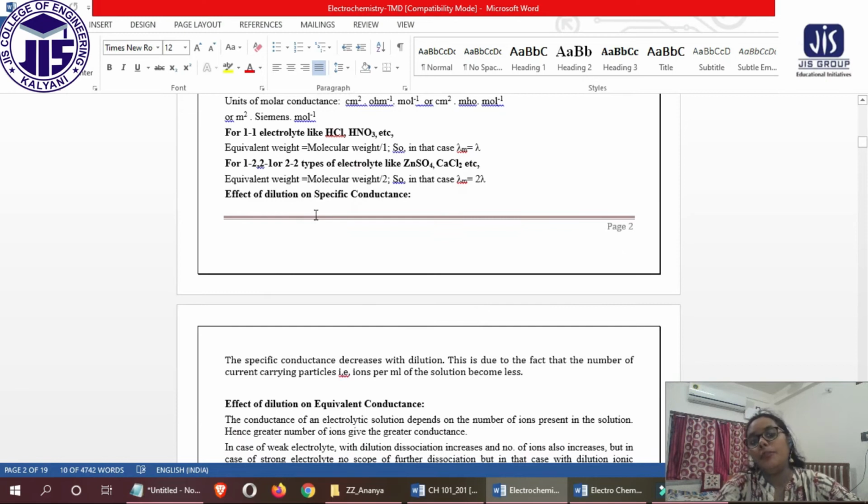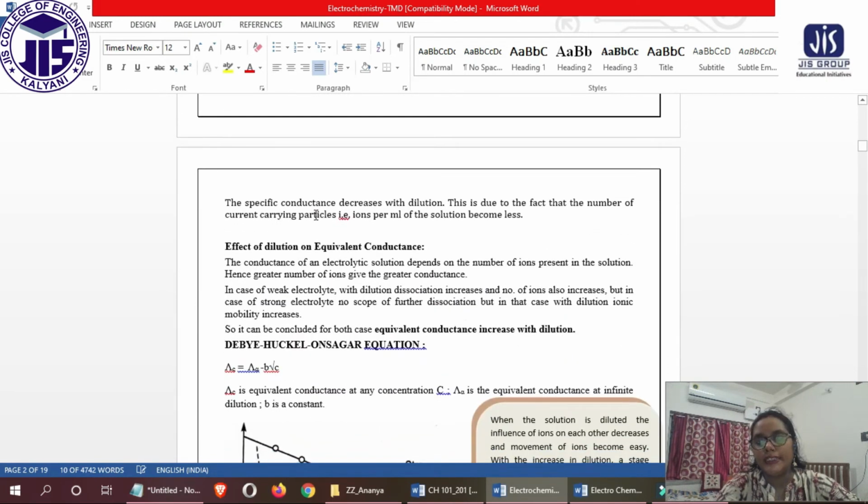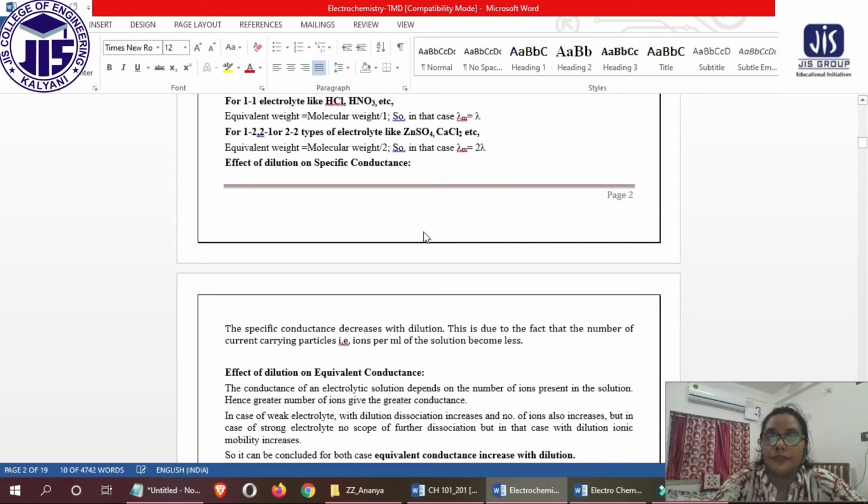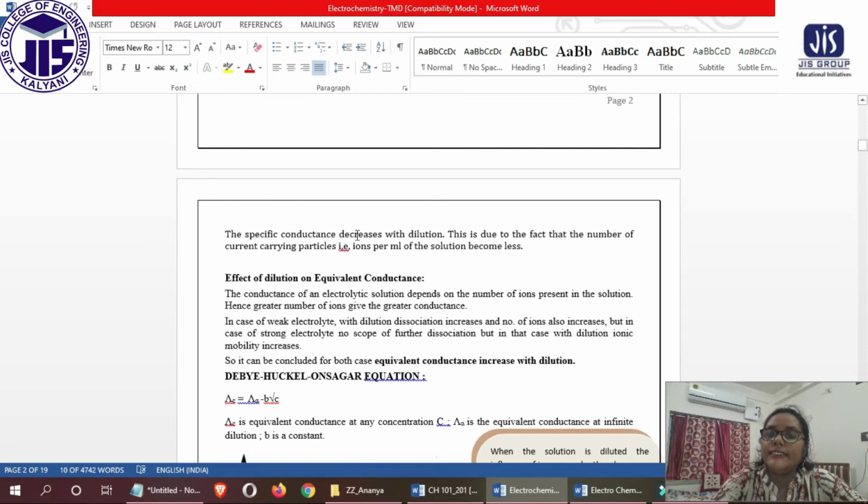The effect of dilution on specific conductance. What will happen depends on whether we are taking a strong electrolyte or a weak electrolyte. The specific conductance decreases with dilution. This is due to the fact that the number of current-carrying particles, that is the ions per ml of the solution, becomes less.